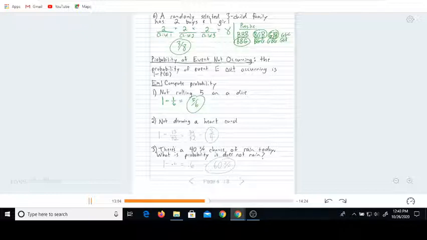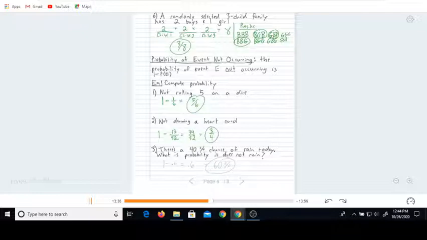Now, let's look at number 2. What's the probability you don't draw a heart card? So that'd be 100%, which is 1, minus how many different hearts there are. So, if you look at the deck of cards, there are 13 hearts out of 52 cards. So when you compute that, and feel free to use your calculator if need be, you're going to get 39 out of 52, which reduces to 3/4.